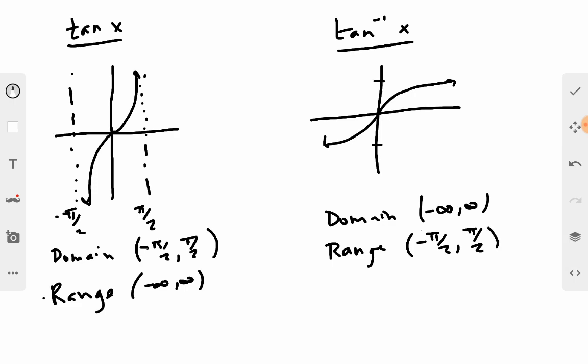Okay, so same idea with tangent inverse. It's a little bit easier because your domain is everything, and just remember that it's going to return values in the fourth quadrant and the first quadrant. If you want to find any other values, just like with sine and cosine, then you're going to have to figure out what it would be in that quadrant.